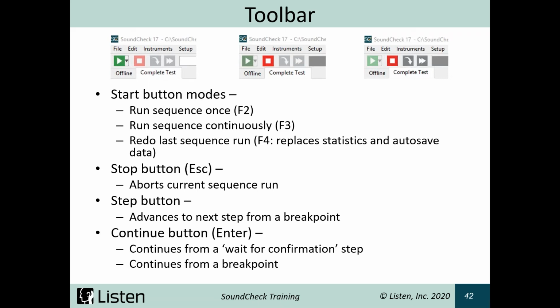The Stop button will abort the current running sequence. That's the button in red. You can also click Escape. The Step button, which is one to the right of the stop button, will advance to the next step from a breakpoint. This will be a single step. We'll look at breakpoints in a second, but let's say I stopped at step 12. If I wanted to run one step at a time, I could click the step button to just be running single steps.